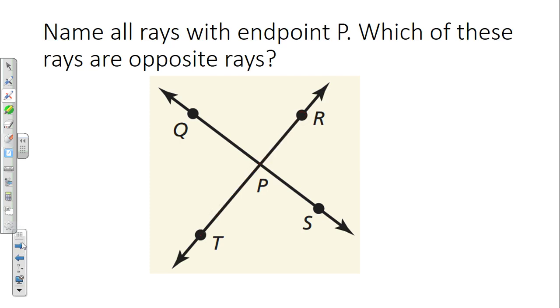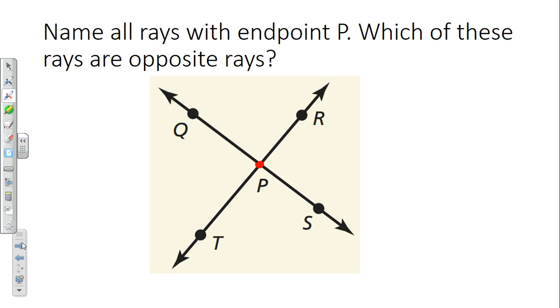All right, next one. So suddenly now, we have two lines that are intersecting, right? And our book is not going to put a point here, even though point P, they label it, but they don't always put that point. Point P is the intersection of those two lines. So the directions are asking to name all rays with an endpoint P.